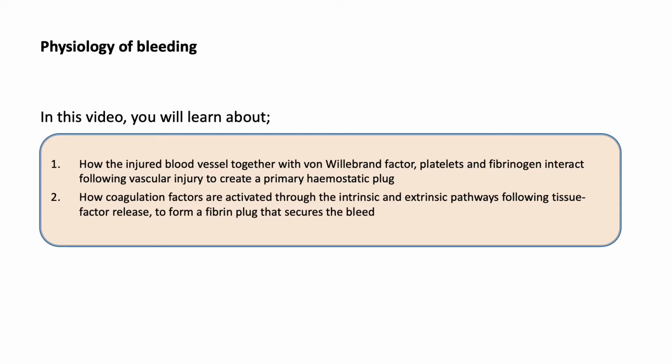In this video, we will discuss the normal physiology of bleeding. You will learn how injured blood cells together with von Willebrand factor, platelets and fibrinogen interact following vascular injury to create a primary hemostatic plug, and how coagulation factors are activated through the intrinsic and extrinsic pathways following tissue factor release to form a fibrin plug that secures the bleed.